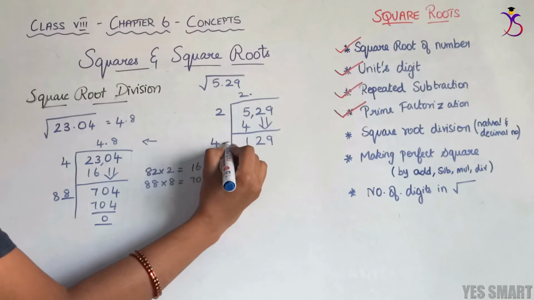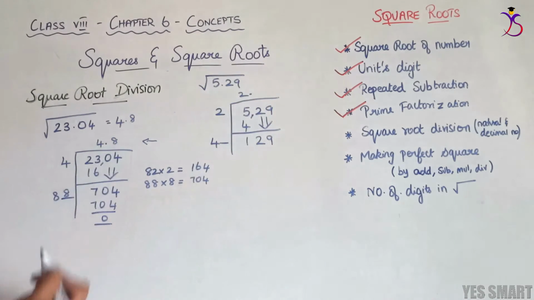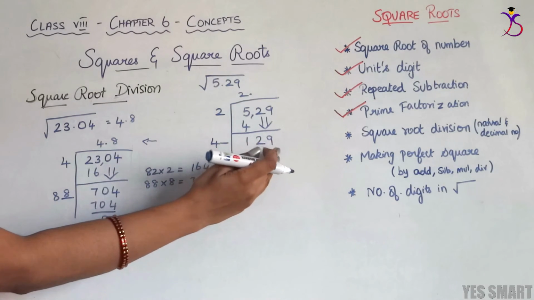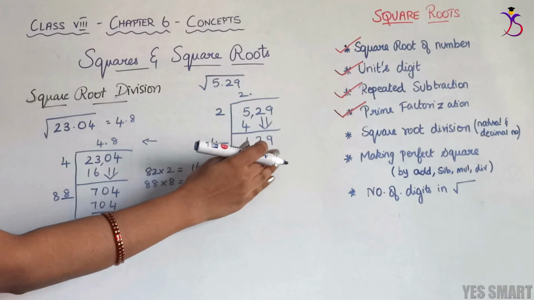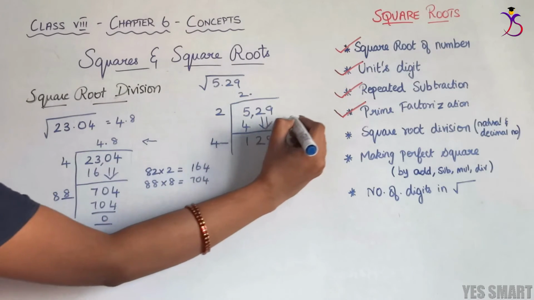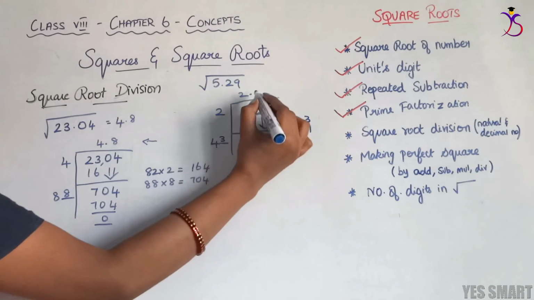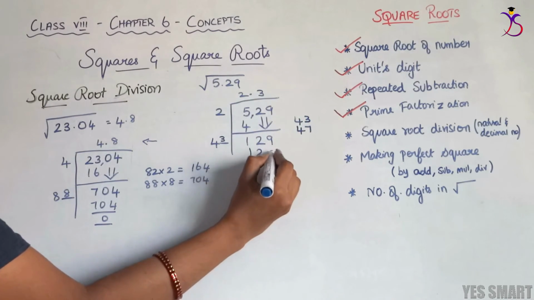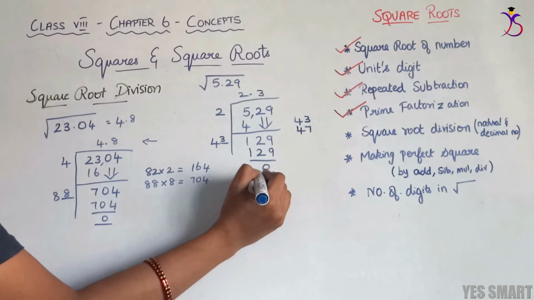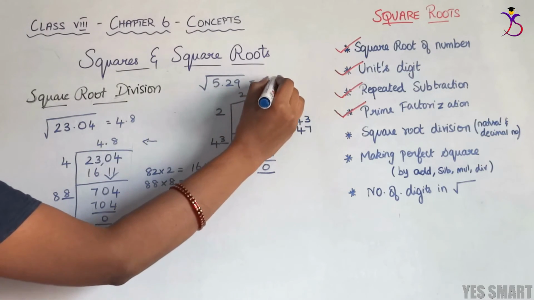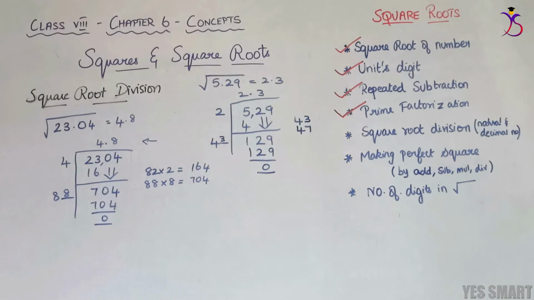Now on doubling the quotient, 2 plus 2 is 4. Now we have to introduce a digit here. The same digit has to be used in the quotient as well. If we take the square root of any number ending with 9, we will get the answer's unit digit as 3 or 7. So we can try 43 or 47. When I try 43, 3 3s are 129. Therefore the answer is 0. Hence square root of 5.29 is equal to 2.3. And that's about the square root division, which is an important method.